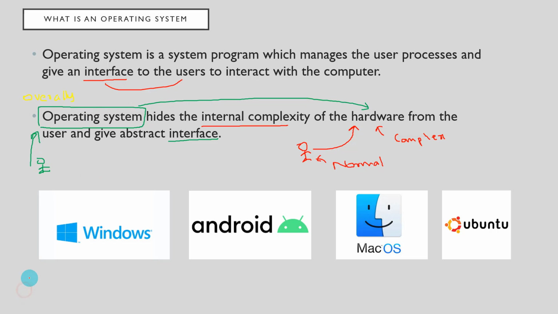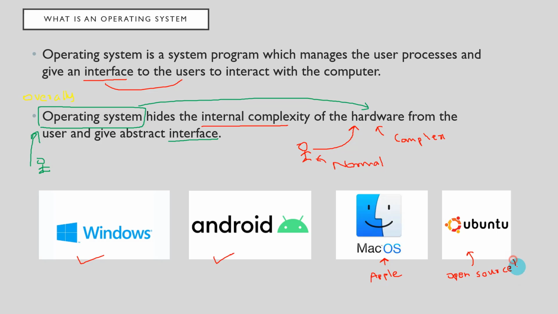And there are so many operating systems all over the world, but these are the very popular ones. Windows is a well-known operating system, Android is basically a mobile operating system, and macOS was invented by Apple. And Ubuntu is one of the most popular well-known operating systems, and it is open source.